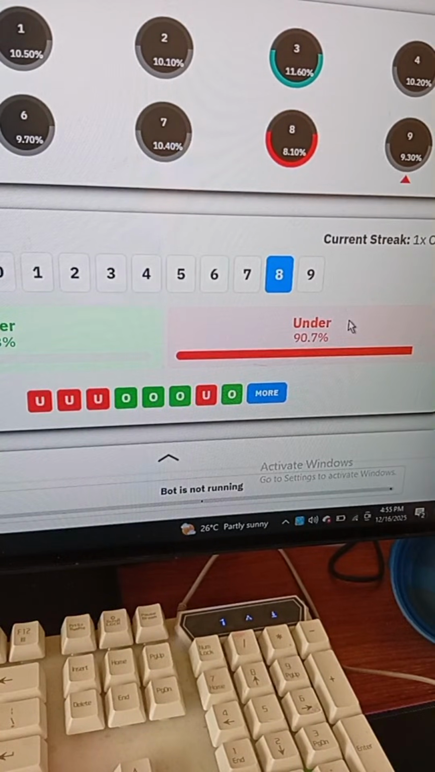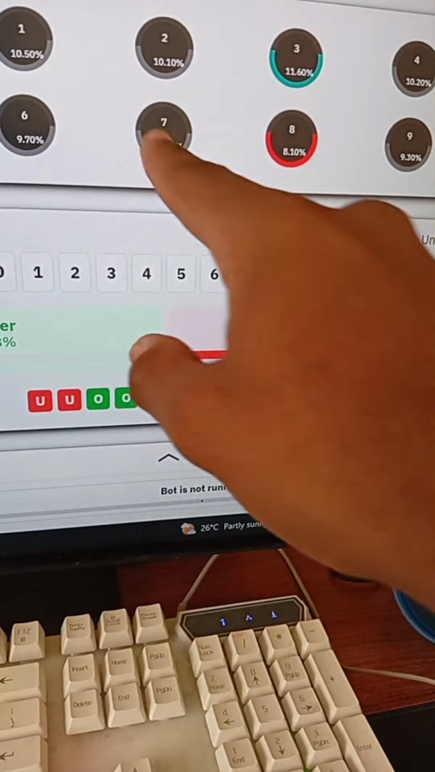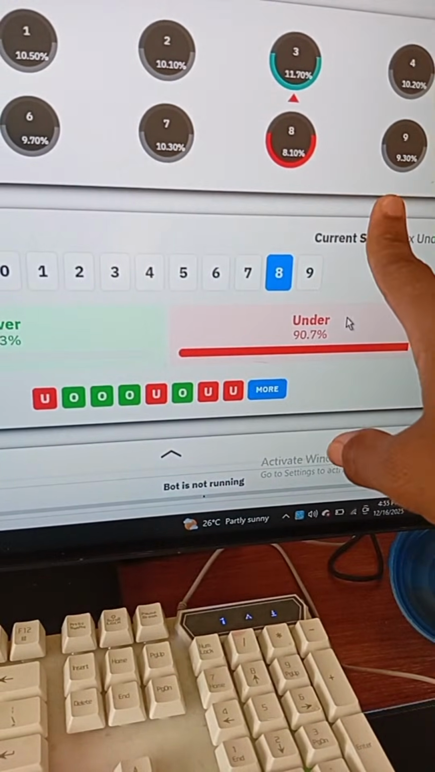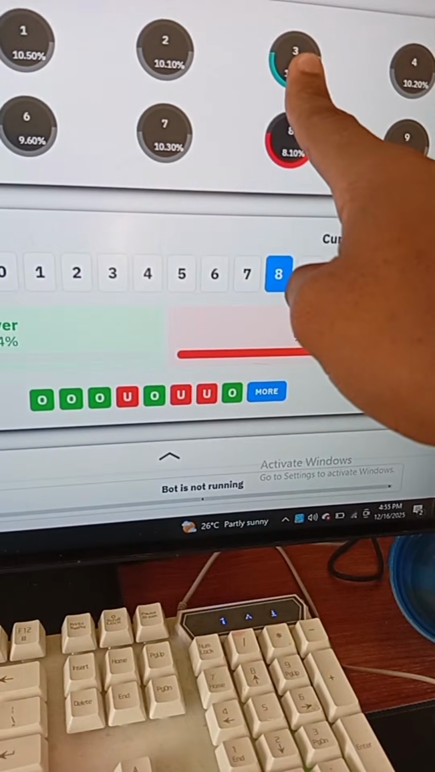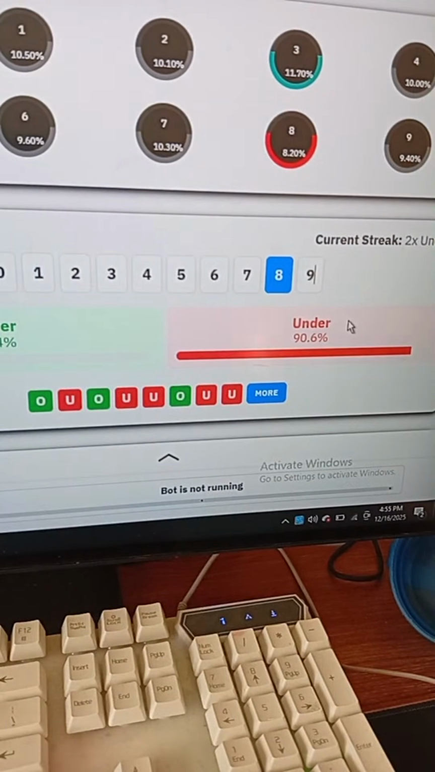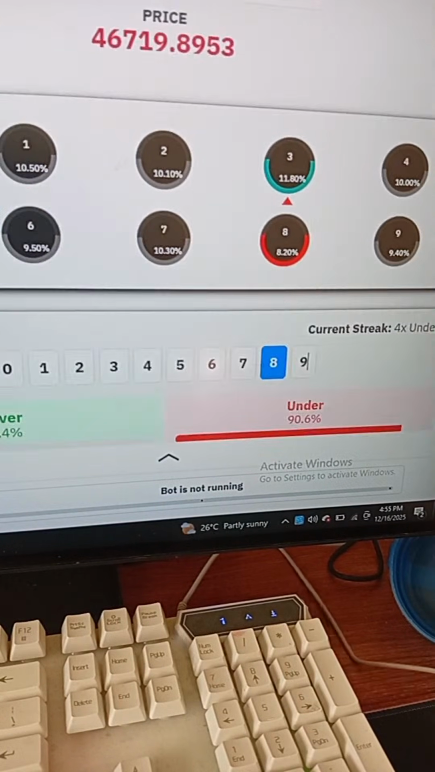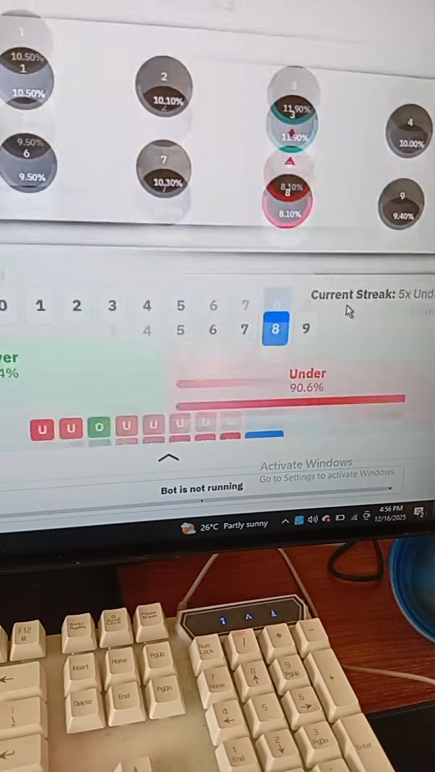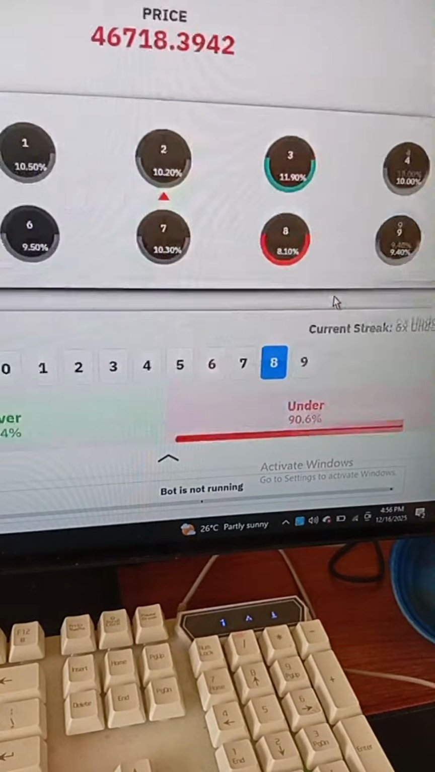It is a beautiful one because I can see 8 is extremely weak, 7 is below 10.5, 9 is below 10.5. The green circle is very far away from us, so here we are again very safe. So guys, be ready to run those spots. Volatility 75 under 8.